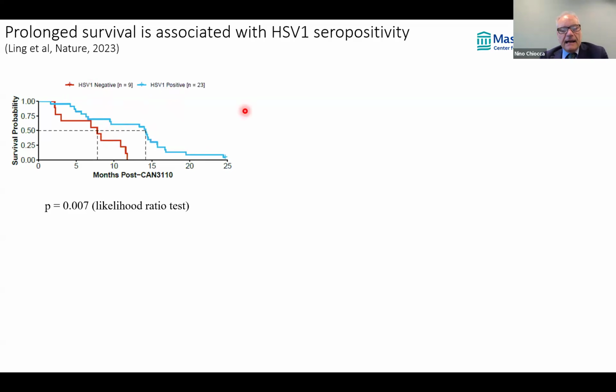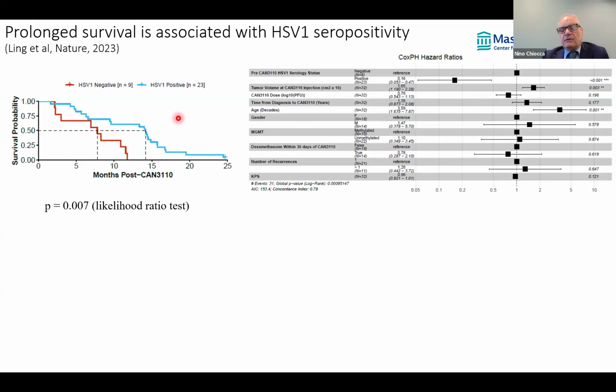And then I asked Alex Ling, who was my postdoc, a bioinformatician as well as a biologist, to look more into this. And we said, well, maybe there's something different between this patient population versus this patient population. Maybe these are younger patients. Maybe they have smaller tumors. Maybe they're MGMT methylated, and so on. And so we did a Cox proportional hazard ratio. These are multivariate analyses. And we asked whether this seropositivity could be determined to be an independent prognostic marker of survivorship. And it turns out it could.